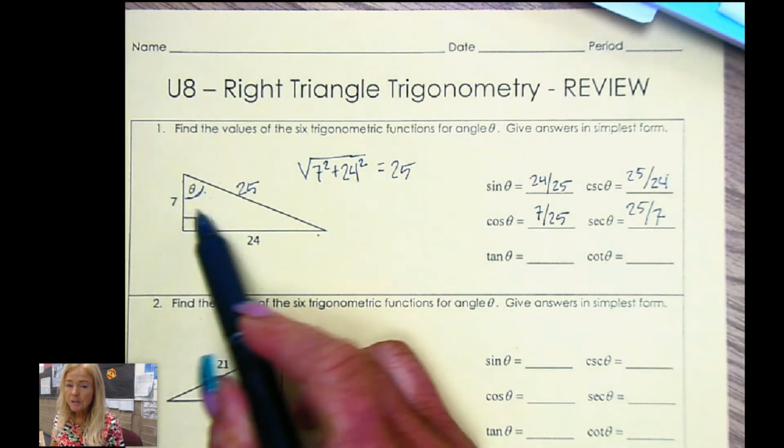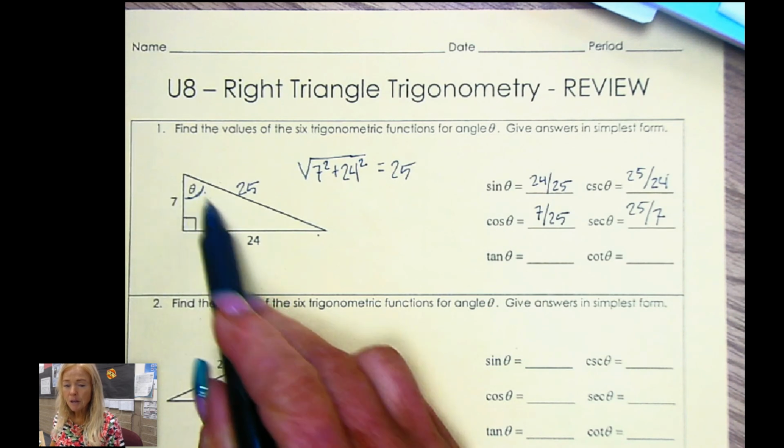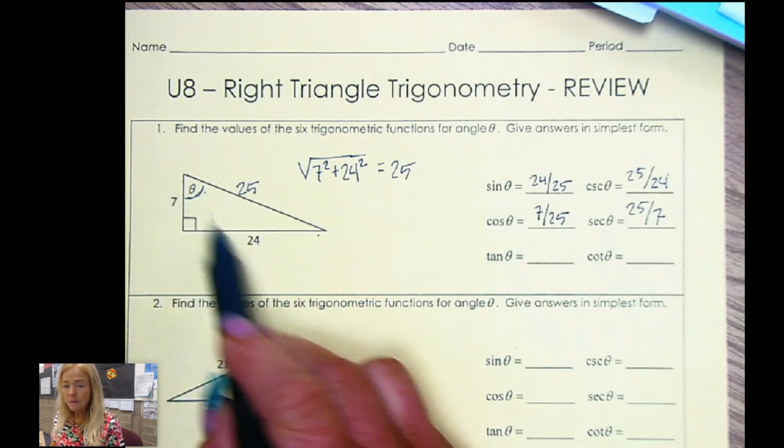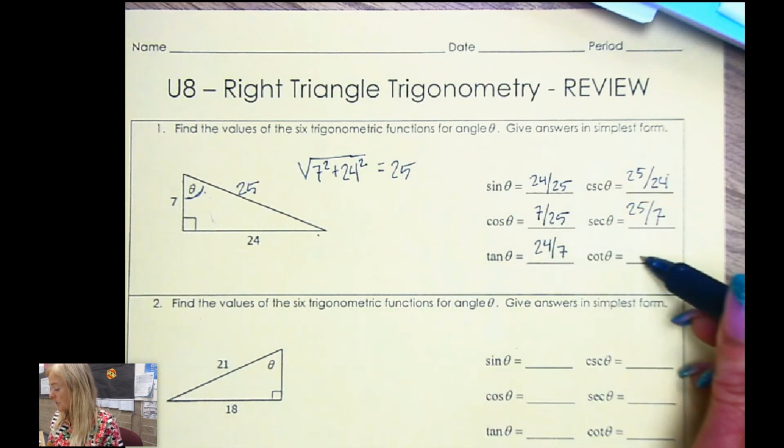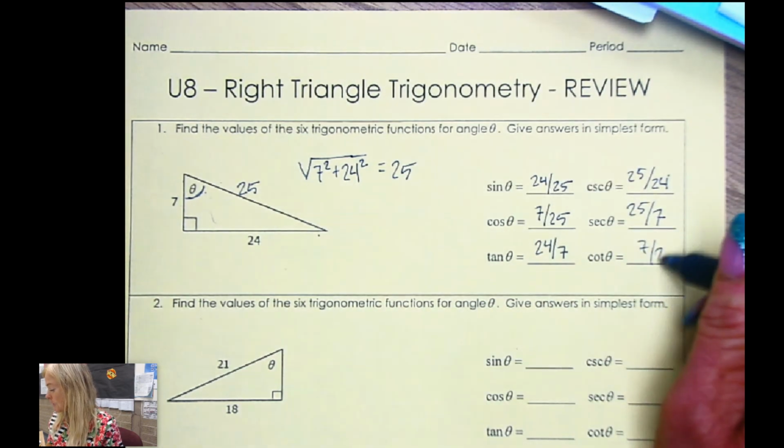And then the tangent is opposite over adjacent. So opposite over adjacent, 24 over 7 is tangent. And then the cotangent would be the reciprocal, 7 over 24.